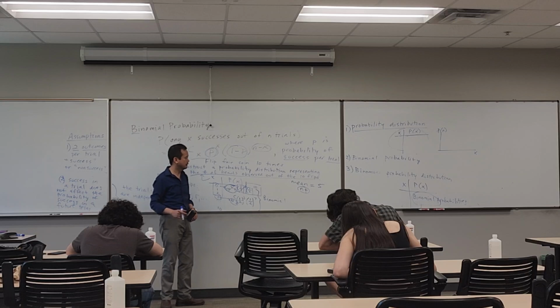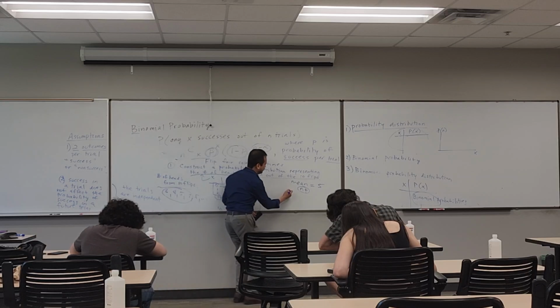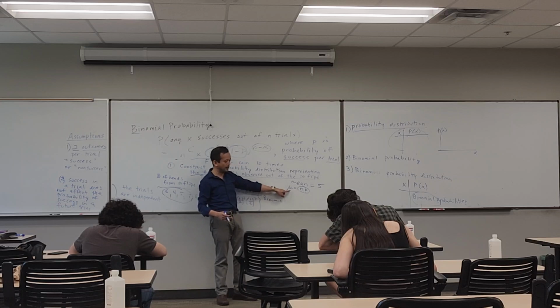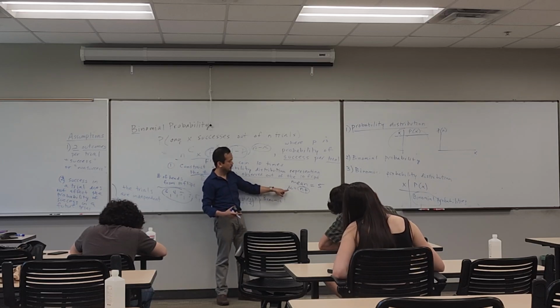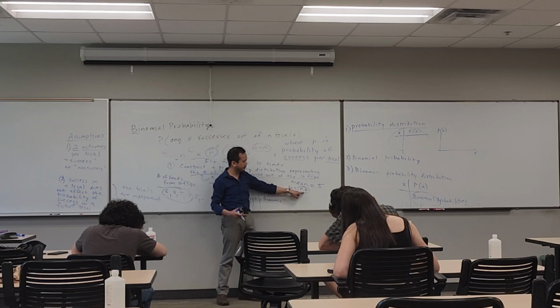Any questions? So, we're going to use this symbol for population mean. For any binomial probability distribution, the mean is going to be n times p.